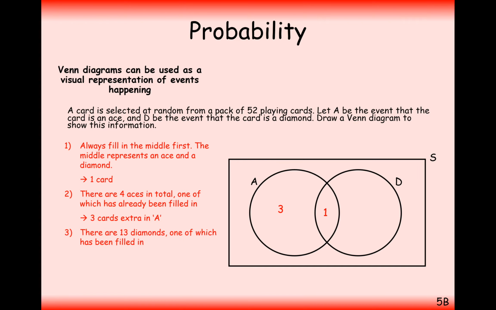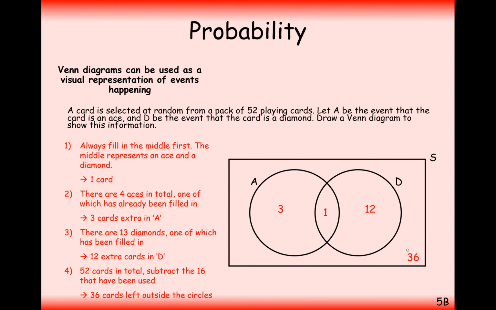A similar thing happens for the diamonds. There are 13 diamonds in total. We've already accounted for the ace of diamonds here. That means we've got 12 more diamonds left to fill in our diagram. So 12 goes here. And then the next part, what we have to do now is take into account that we've only got 16 cards in use here, but we have 52 playing cards in total in our deck. So therefore we need a total of 36 cards that haven't been accounted for to appear in the bottom right or anywhere else around these 2 circles here, but inside the rectangle.